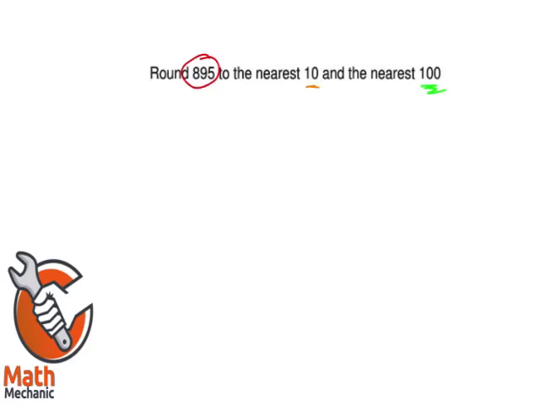The first thing is, when, for instance, you need to round to the nearest 10, you need to look at the number in the tens column. So if we look at 895, we know that on the right-hand side, we've got the units column, then the tens column, and then the hundreds column. Since we need to round to the nearest 10, we take a look at the digit in the tens column, which is that 9. But we are actually interested in the digit on its right.